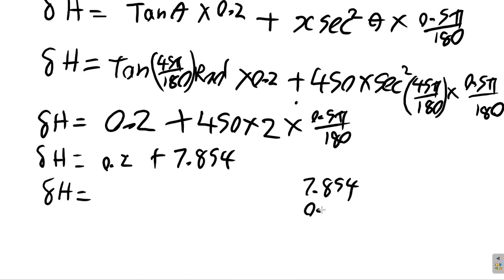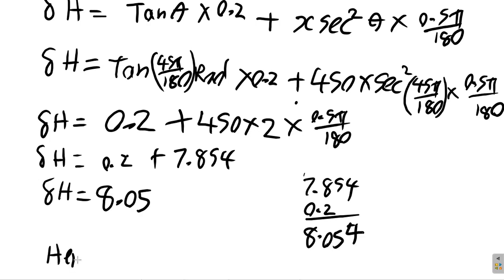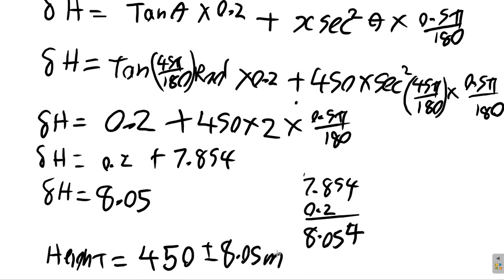7.854 plus 0.2, that's going to be 8.05 to 2 decimal places. So the height is equal to 450 plus or minus 8.05 meters.